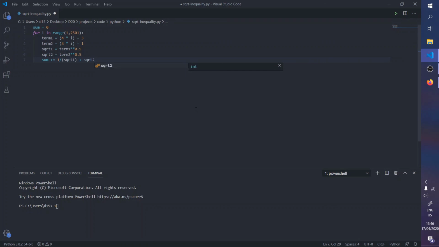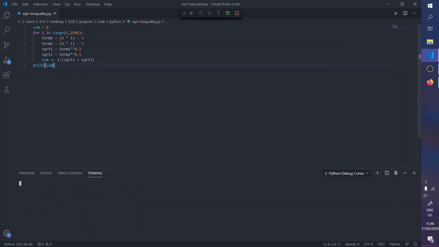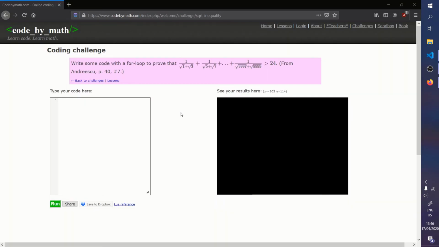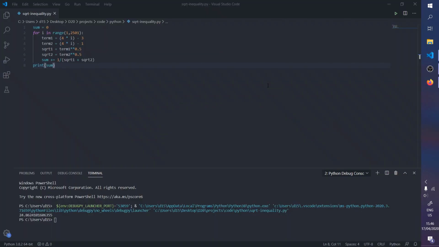I put the brackets wrong. It should be like this. And then we can display the sum of that, print sum, and it should be bigger than 24 if our code is right. Oh, there you go. It's slightly bigger than 24, but it is bigger than 24. So if this theory is right, our code proves that.